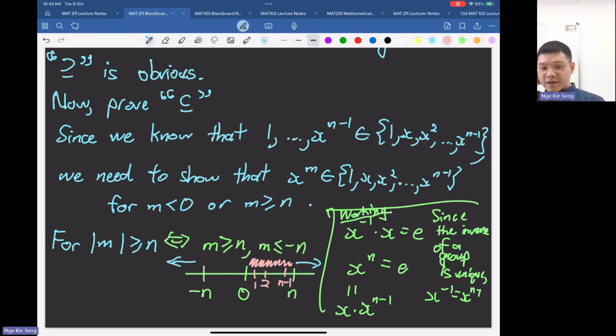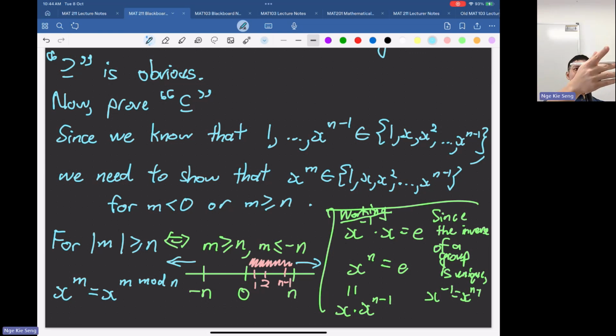So why did I do this? If you consider x to the power of m now, what happens here? I can simply reduce them to the region of x to the m mod n. Make sense? Because whenever you meet a multiple of n, it reduces to 1, or 0 in this case. Use the identity.